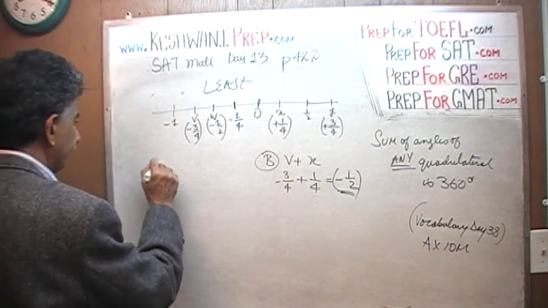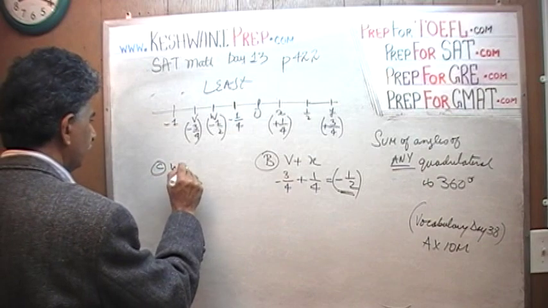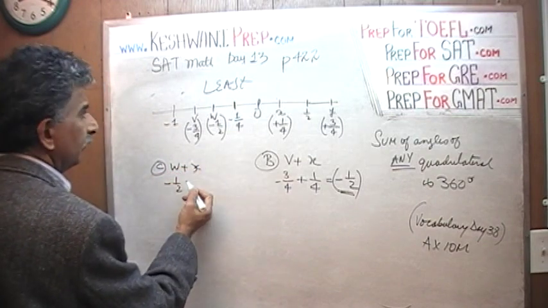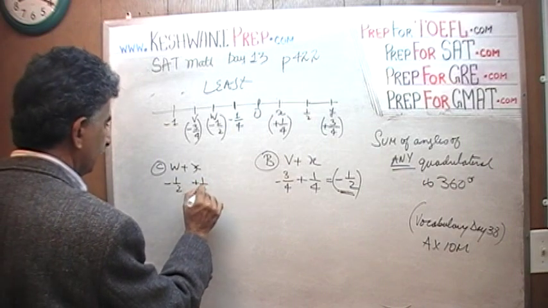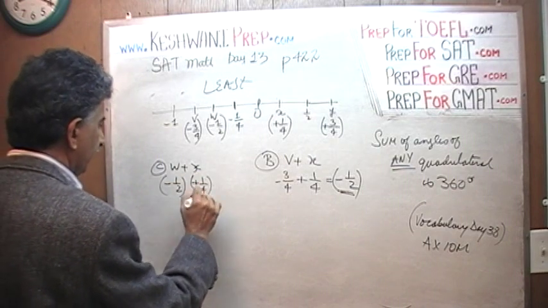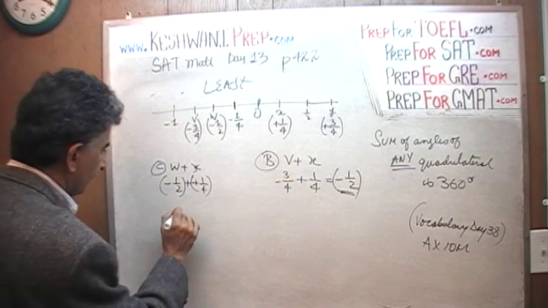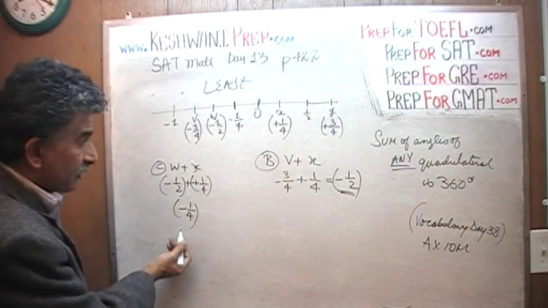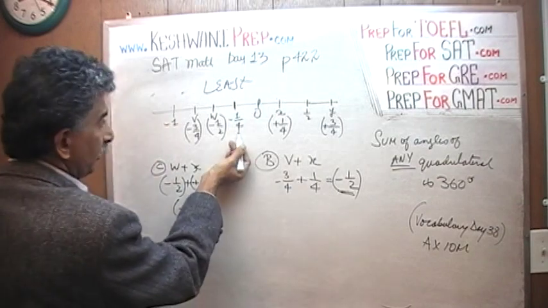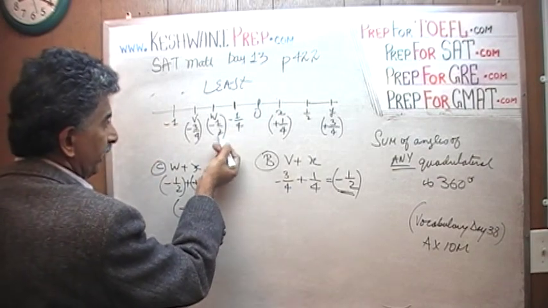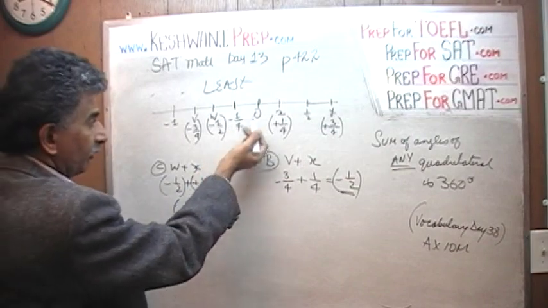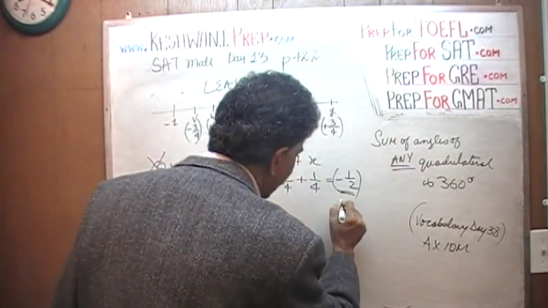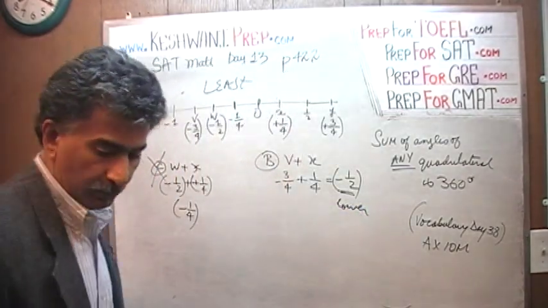Let's look at C. C says W plus X. Where is W? W is -1/2 plus X is +1/4. A -1/2 and a +1/4 is going to give us -1/4. A -1/4 is actually larger than -1/2. As you can see here, -1/4 is larger than -1/2 because it's closer to 0. This one is out of the contest because B is still lower. So far, B is still the lowest.